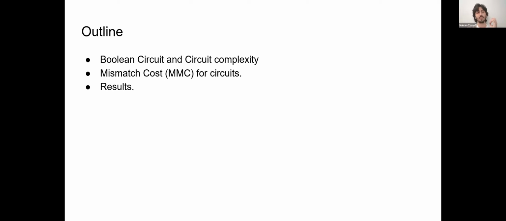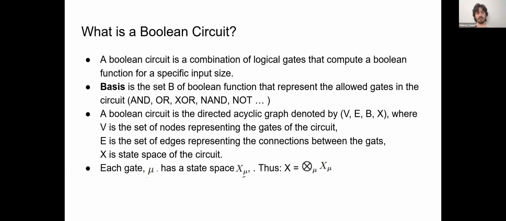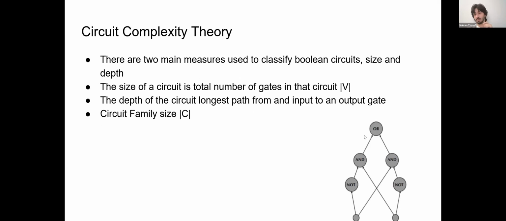Okay. So what is a Boolean circuit? A Boolean circuit is just a collection of logical gates, like AND, OR, NOT, that compute a Boolean function for a specific input size. The way we represent it is by a directed acyclic graph. The edges are the connections between the gates and the vertices are the gates. So this is an example of a Boolean circuit.